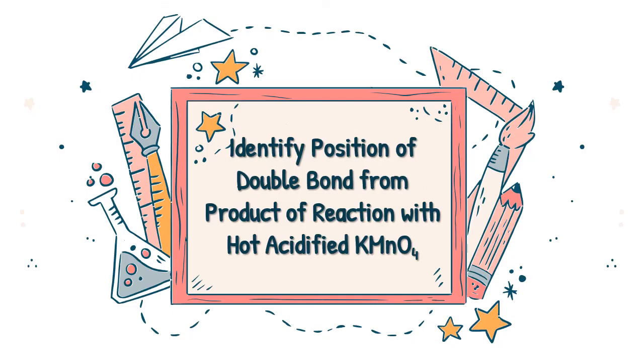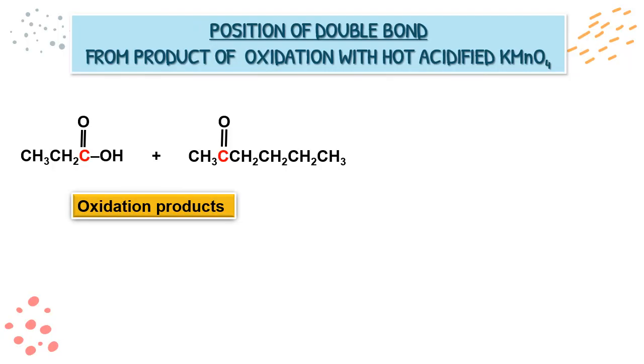The next one is to identify the position of the double bond from the product of reaction with hot acidified KMnO4. So this is the product of the oxidation of an alkene by using hot acidified KMnO4. What is the product that you will have over here? Here you have a carboxylic acid, because you have C double bond O OH, and here you will have your ketone.